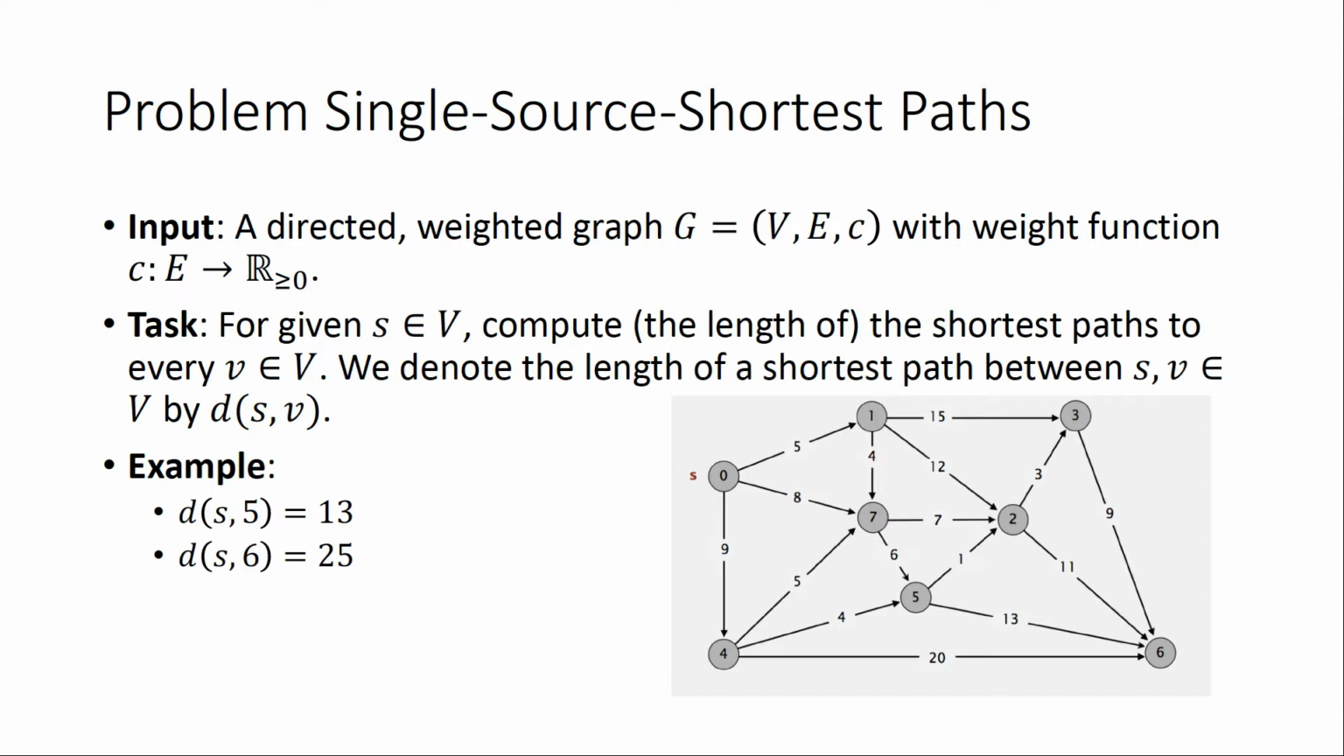So you see this graph, and I give you a source node S. What I want from you is that you compute either the shortest paths from S to every other node, or even simpler, just the length of all of these shortest paths. Dijkstra's algorithm solves both of these problems. And just for future reference, the length of the shortest path between S and V in our graph is denoted by d(S,V).